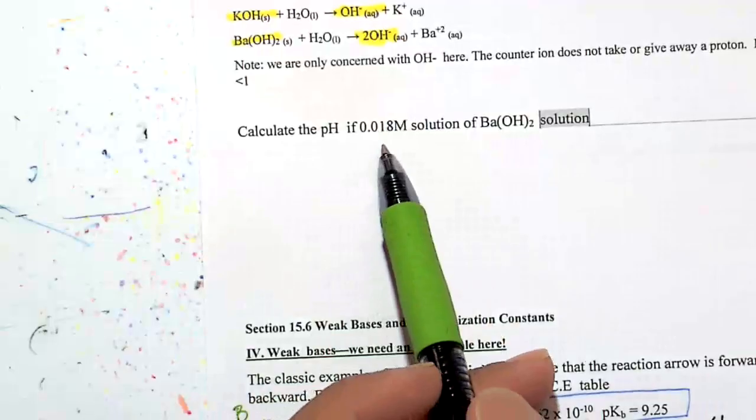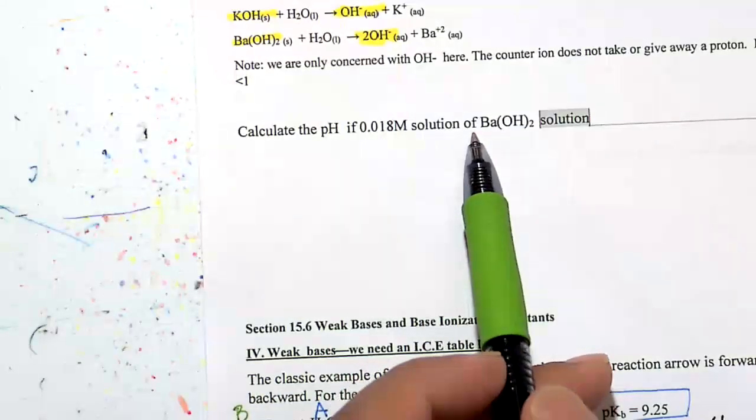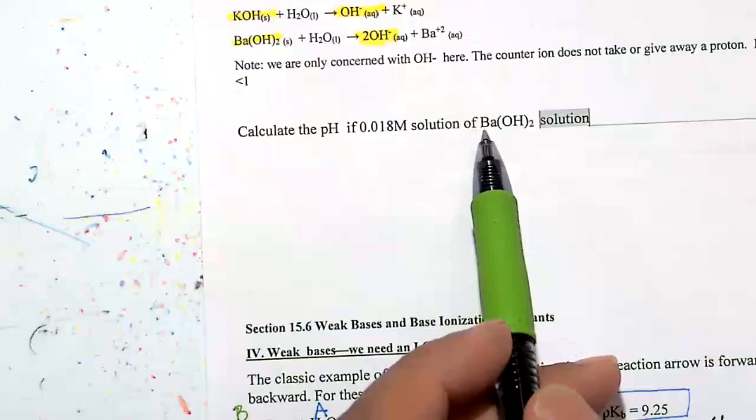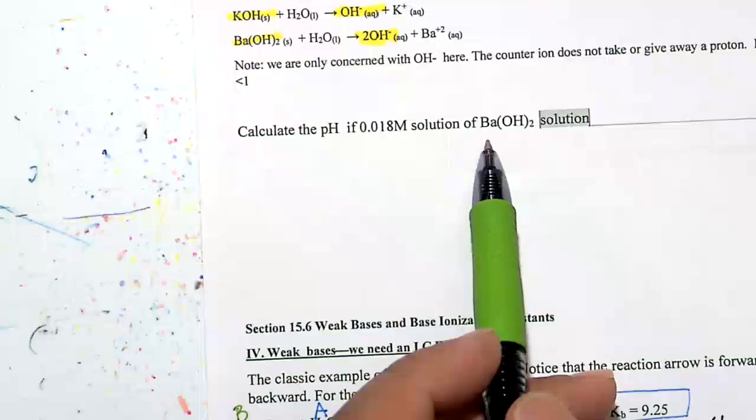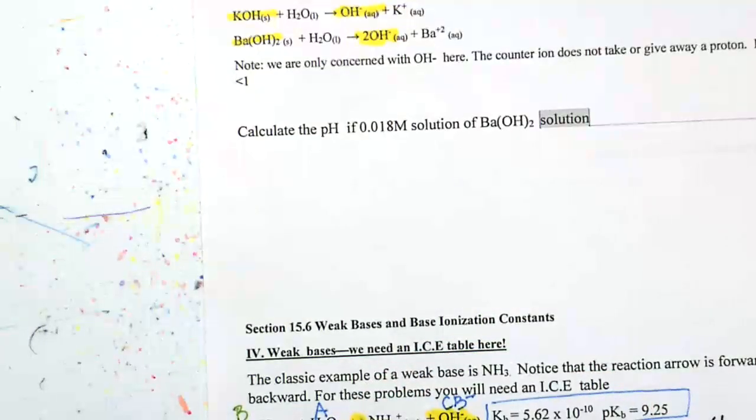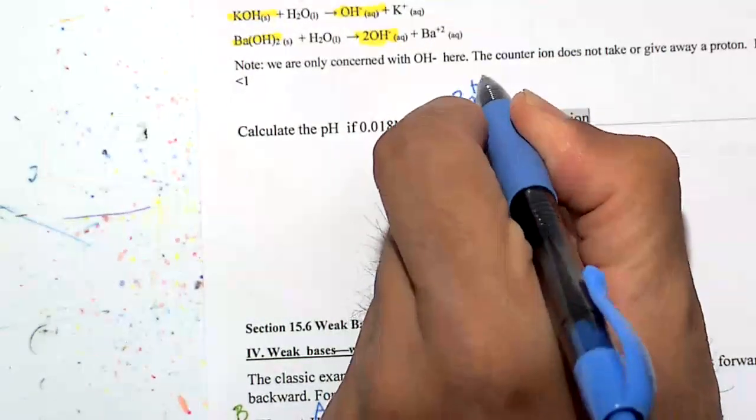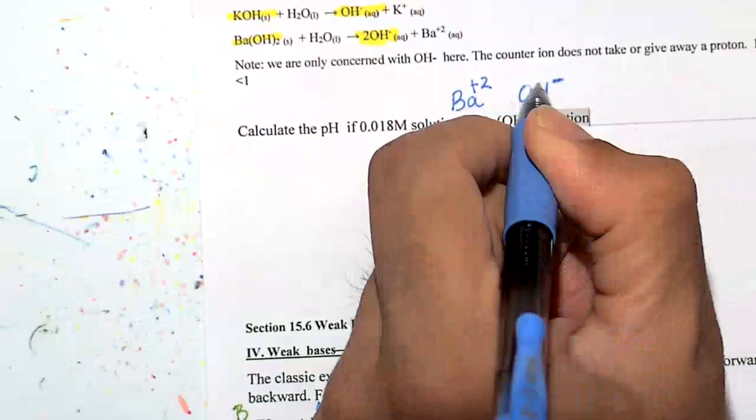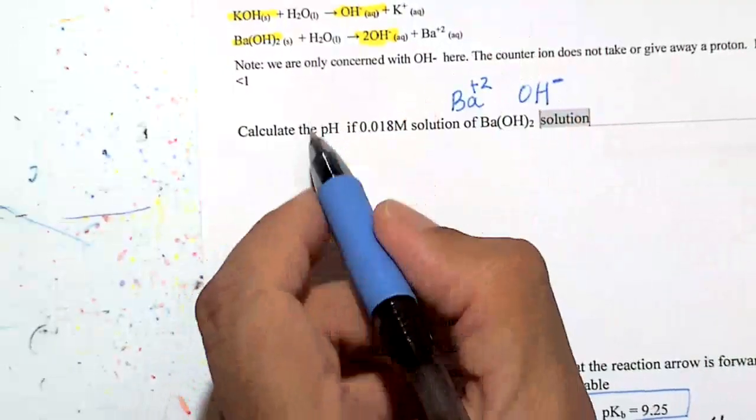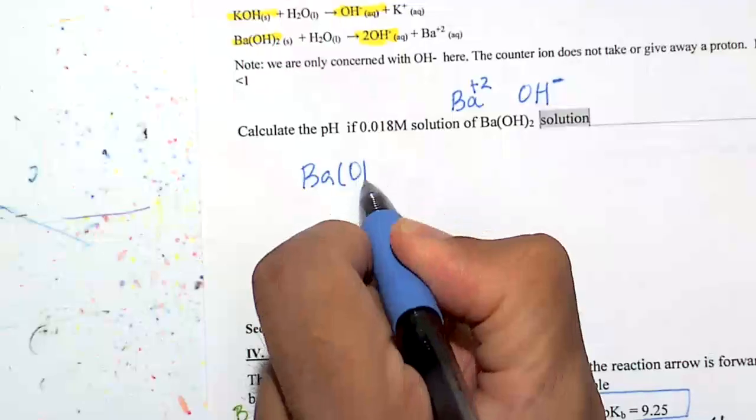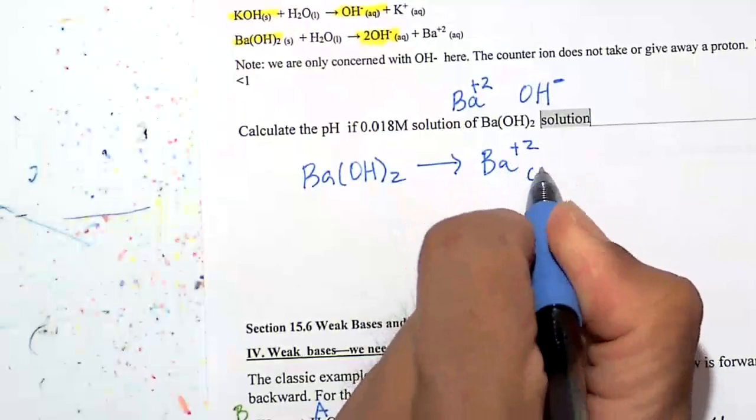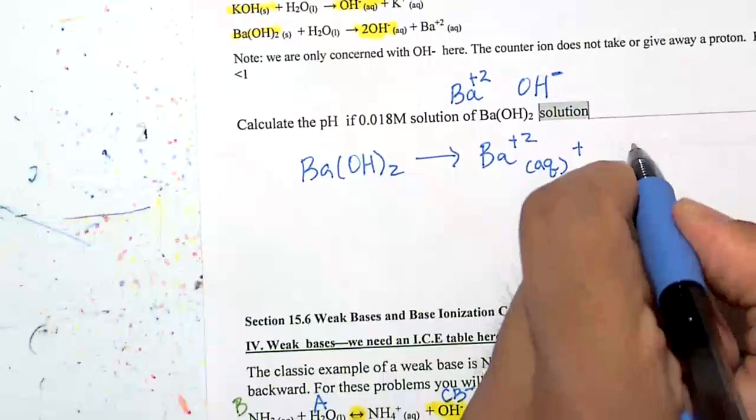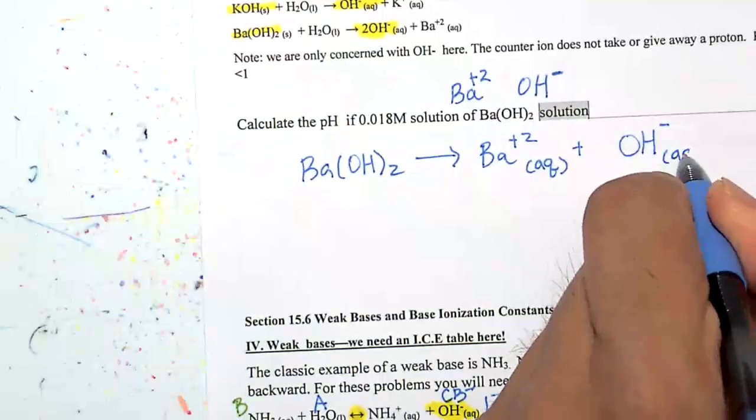It says here, calculate the pH of a 0.018 molar solution of barium hydroxide. So what do we know about barium hydroxide? Is it a strong acid? Is it a weak acid? Is it a strong base? Or is it a weak base? Barium hydroxide in solution is barium ion plus OH minus. So this is actually a strong base. Why is it a strong base? Because of the OH.